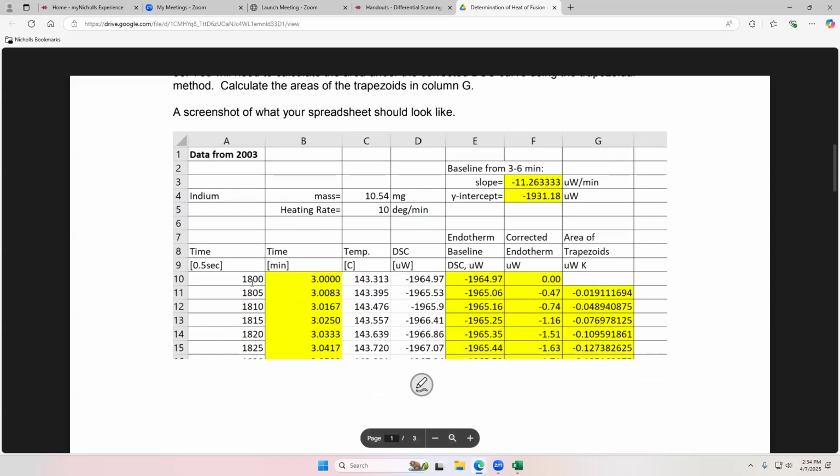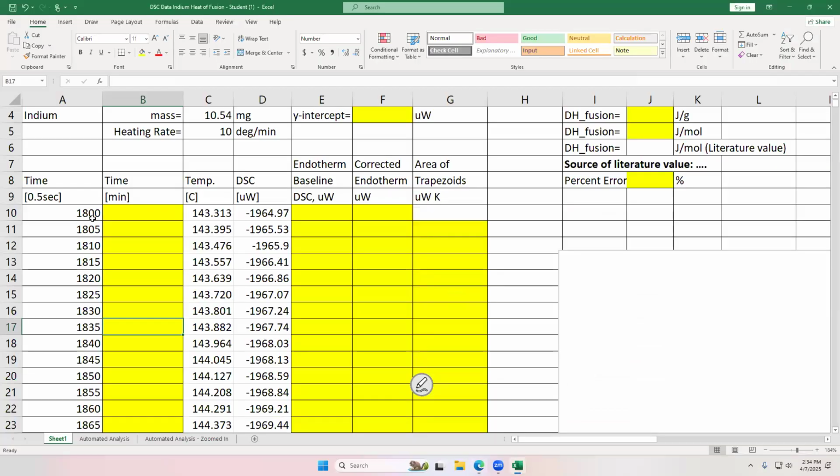The actual times that the software put out are given here in half seconds. It's kind of a weird way of reporting the data. This 1800 means this is 180.0 seconds into the run. Okay, that's what this heading means. I don't know, it must be a Japanese thing. And this 1805 is 180.5 seconds into the run.